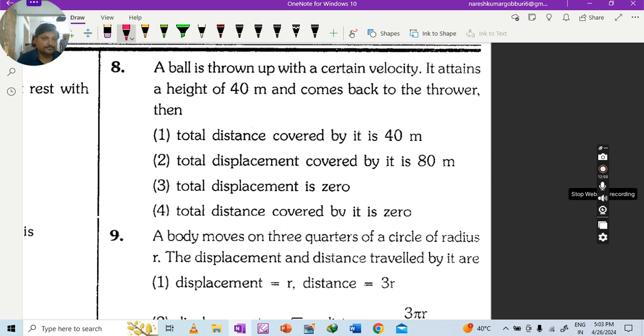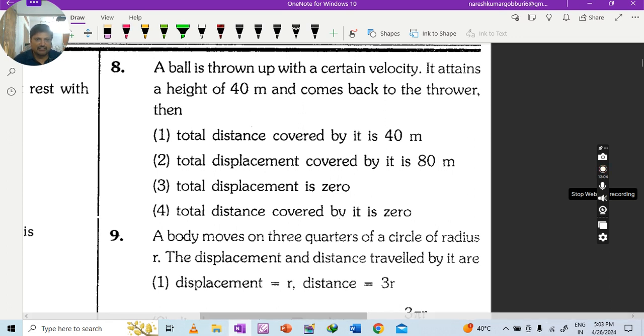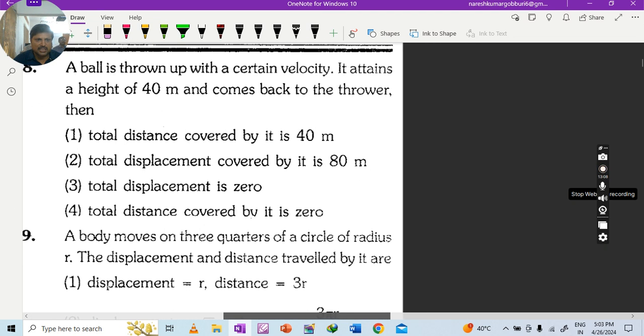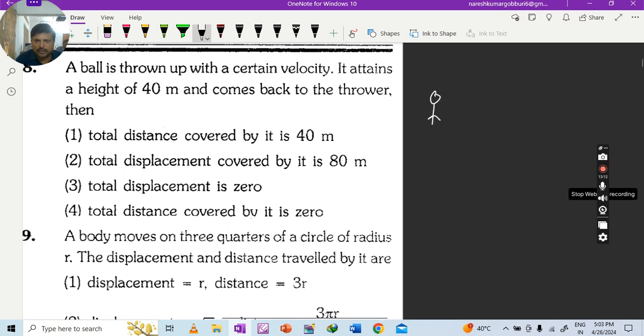Let's go to 8th question. Here a ball is thrown up with a certain velocity. It attains a height of 40 meter and comes back to the thrower. Just imagine you are a thrower, you throw a ball with certain velocity and it covers a height of 40 meter and comes back to the thrower. So what is the displacement?